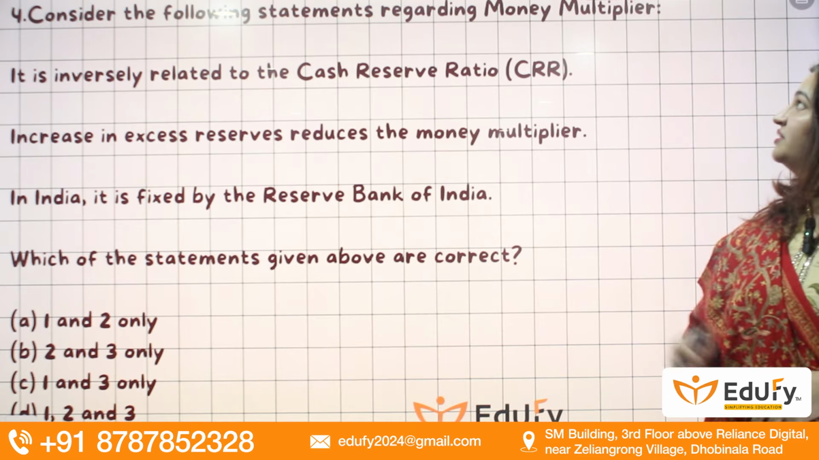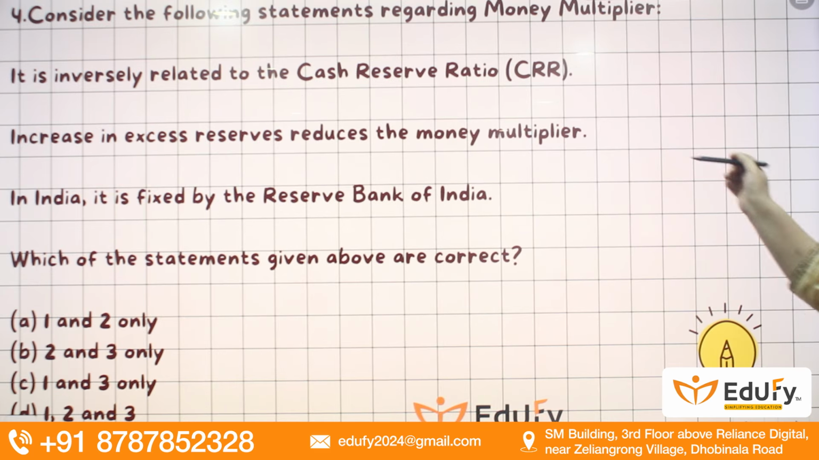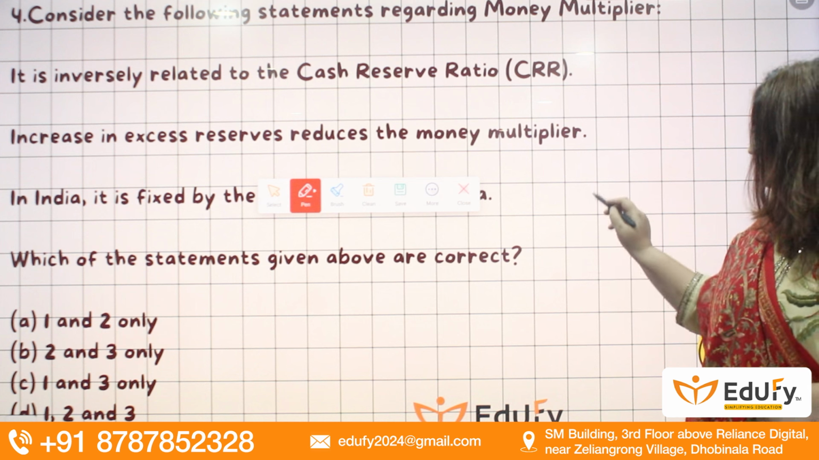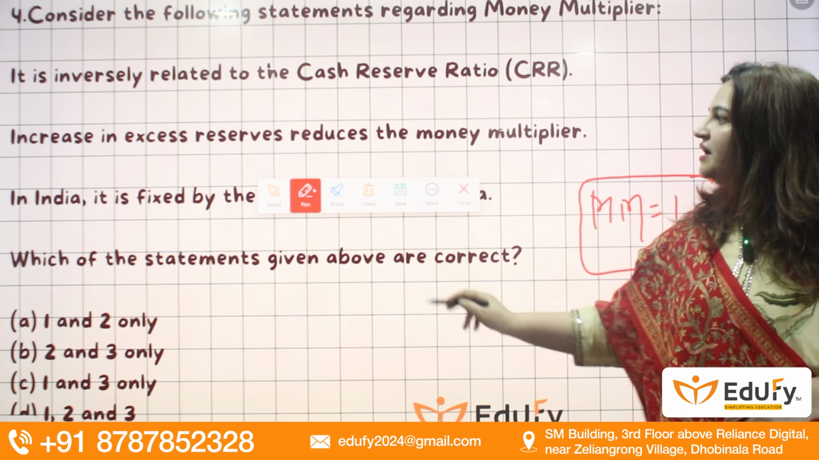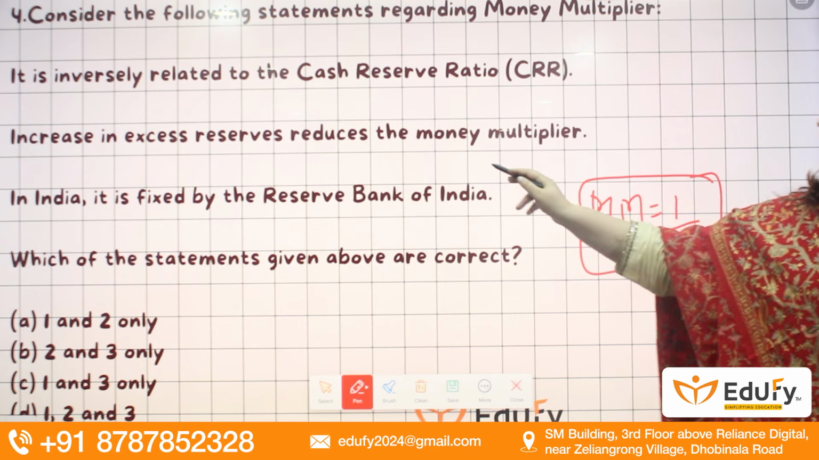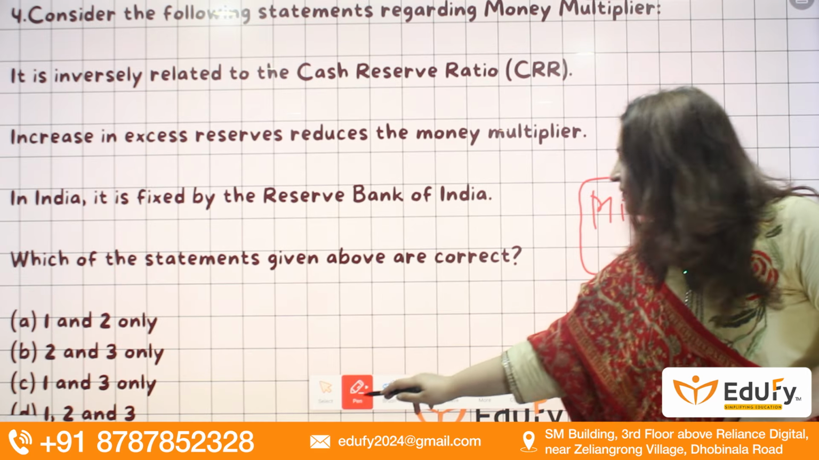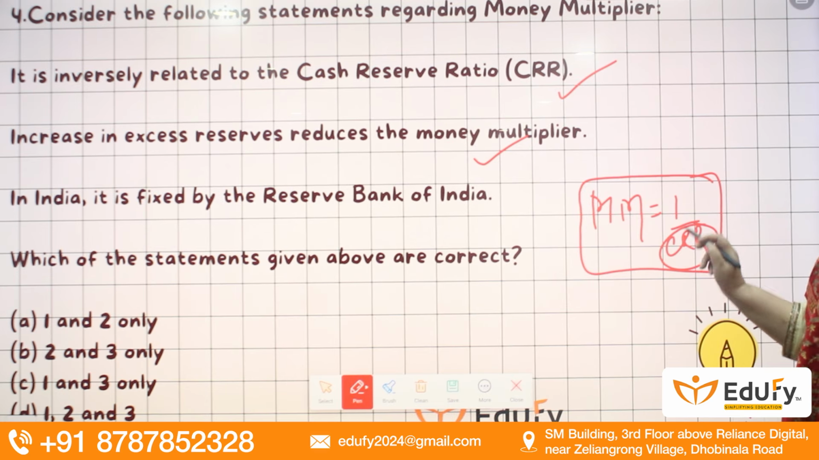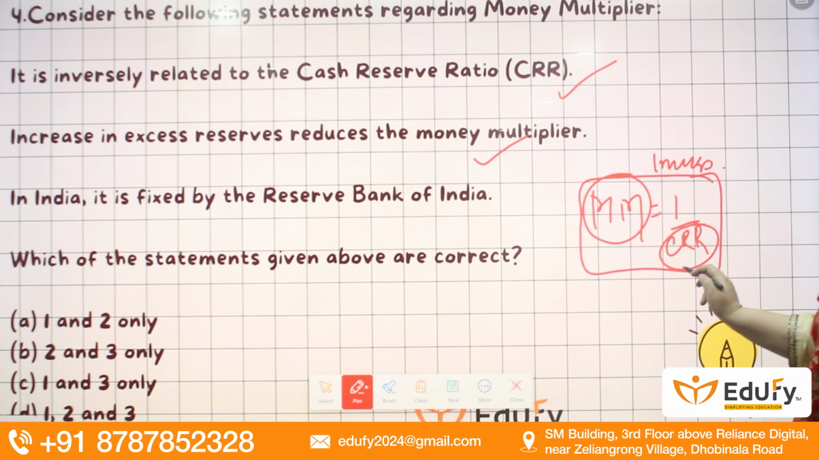Next question, with respect to money multiplier, consider the following. It is inversely related to CRR, that is cash reserve ratio. Yes, that is a correct statement. Money multiplier is equal to 1 upon CRR. That is a correct statement. Another thing, the increase in excess reserve reduces the money multiplier. This is also a correct statement. If your CRR increases, the money multiplier will automatically decrease. There is an inverse relationship between the CRR and money multiplier.